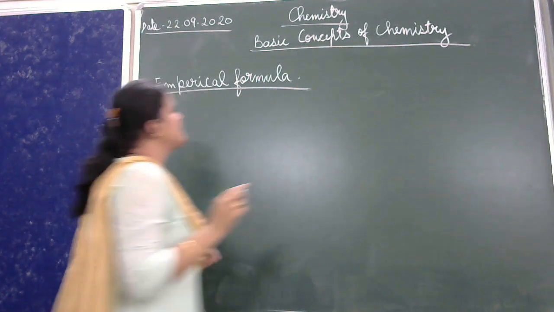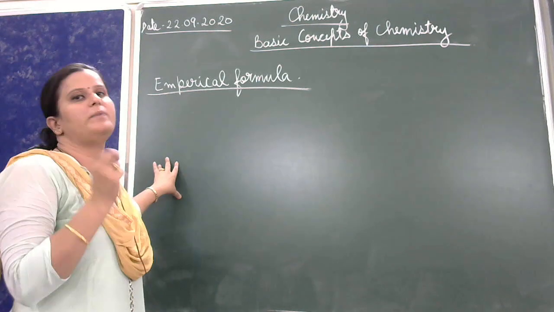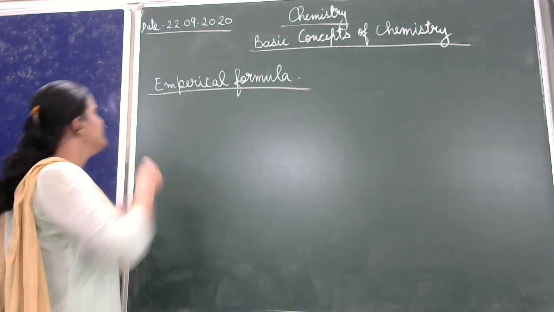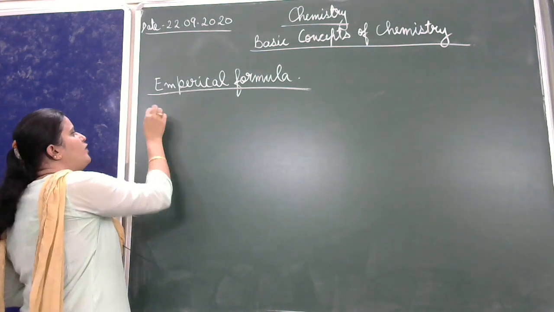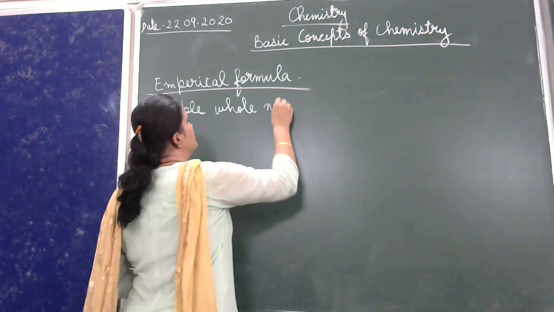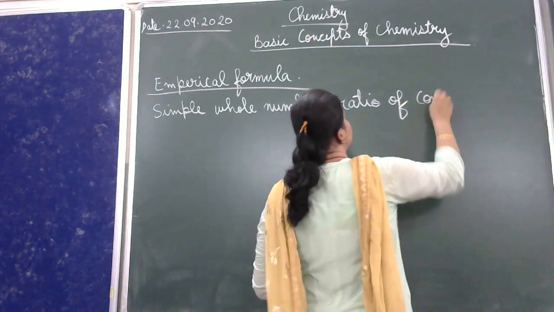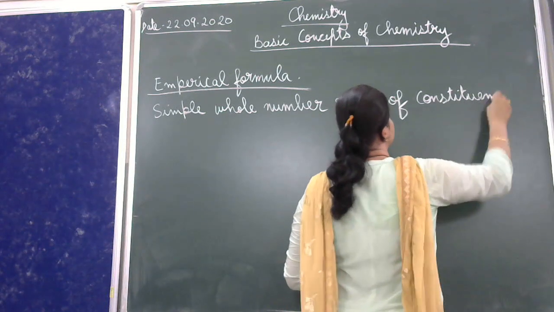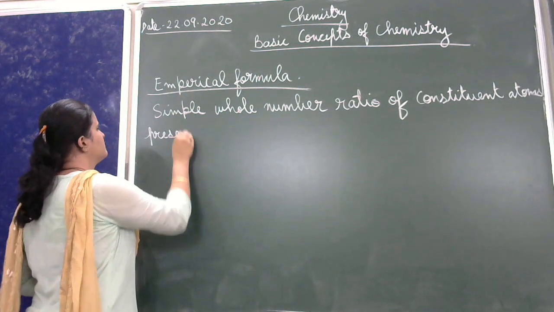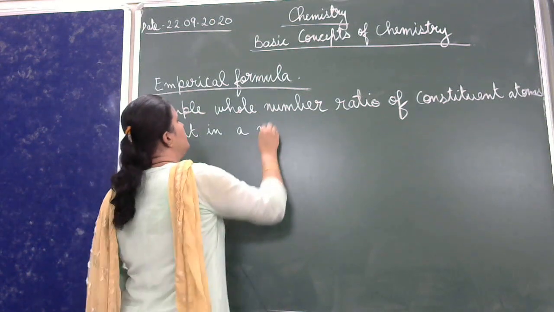Now, what do I mean by this empirical formula? The definition of empirical formula says it is the simple whole number ratio of the constituent atoms present in a molecule.